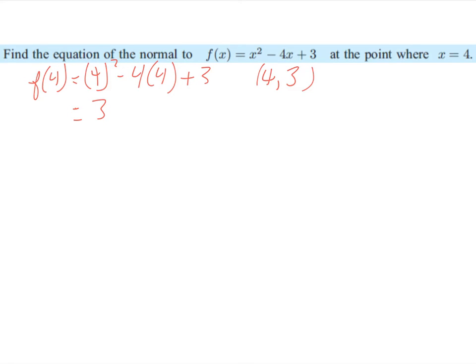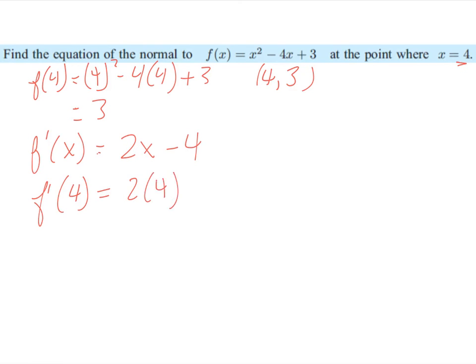Now again, the next step is to find our derivative. So we get 2x minus 4. And then we're going to find our derivative at point A, which is x is 4. So f prime of 4. So we get 2 times 4 minus 4. So 8 minus 4 is 4. So this is the slope of our tangent line right here. F prime of A is the slope of our tangent line.